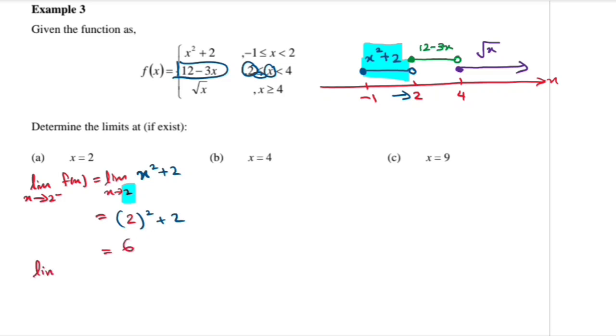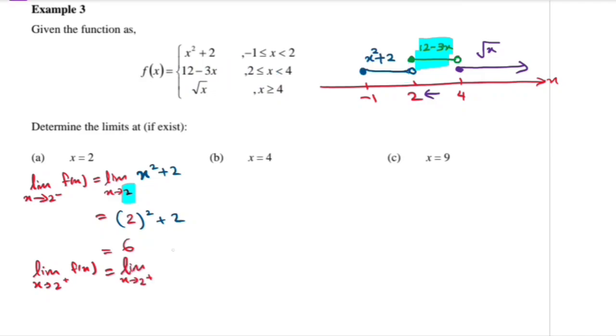After that, find the value of the limit from the right side of 2. The nearest function from the right of 2 is 12 minus 3x. Then substitute your x with the value 2. Remember, when you substitute the value of x, which is equal to 2 for this question, the limit word goes. So the answer is also 6.